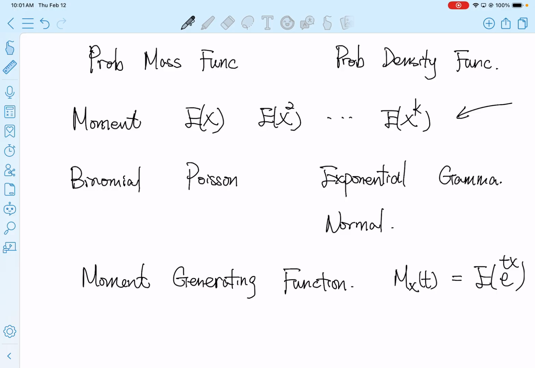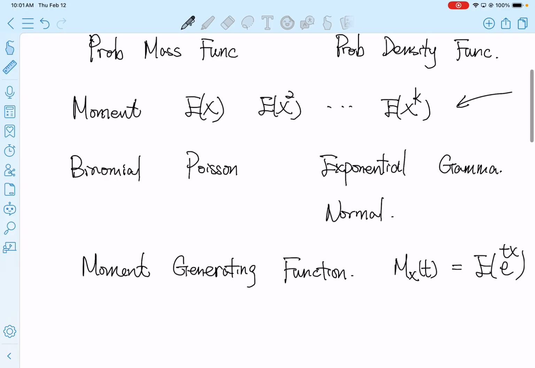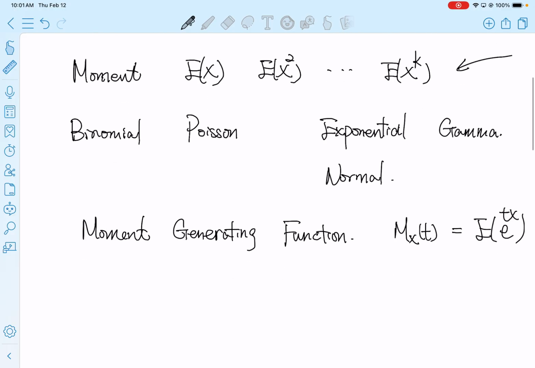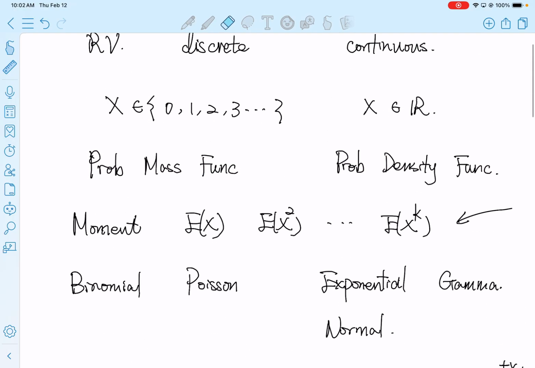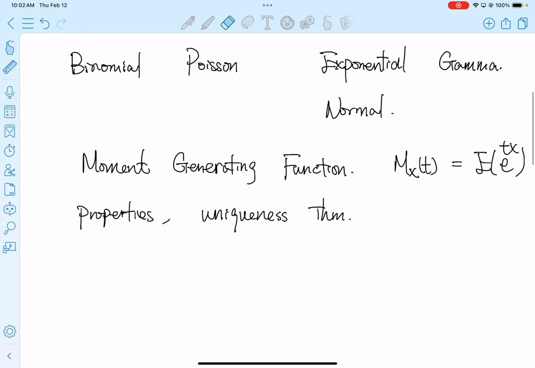And then we also mentioned some properties of the moment generating function, as well as the uniqueness theorem, where you can use these things to identify what distribution the new random variable belongs to. Okay, so up to here is everything from week 1 to week 5.